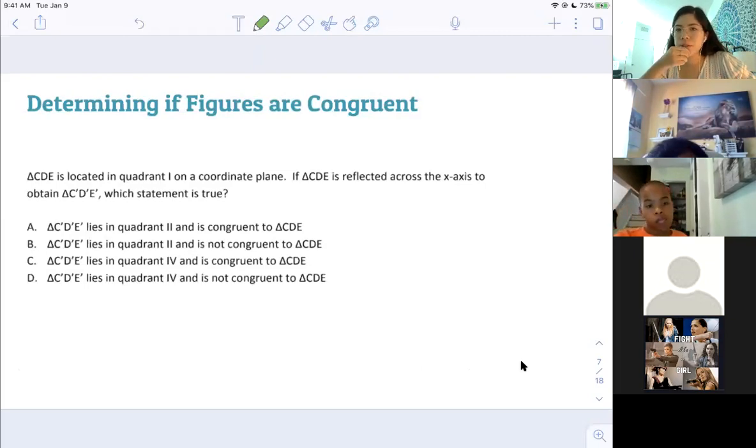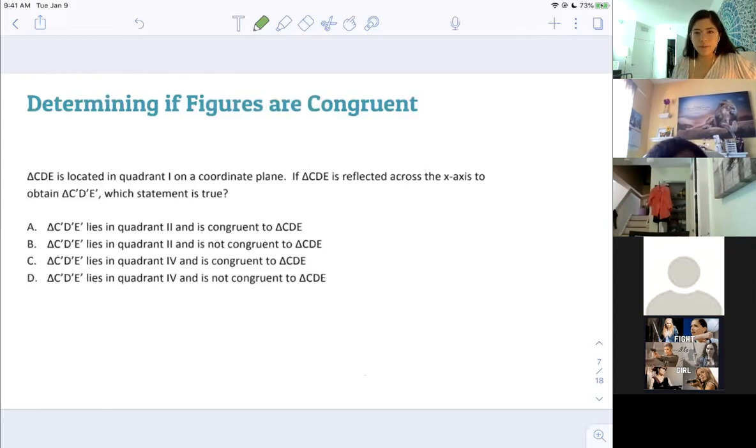I have 2 votes, 3 votes, 4 votes, 5, 2 more, 6, and 7. All right.